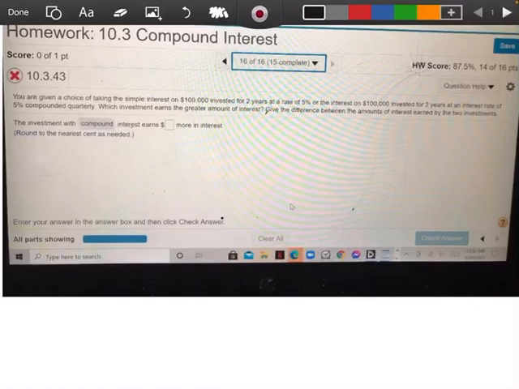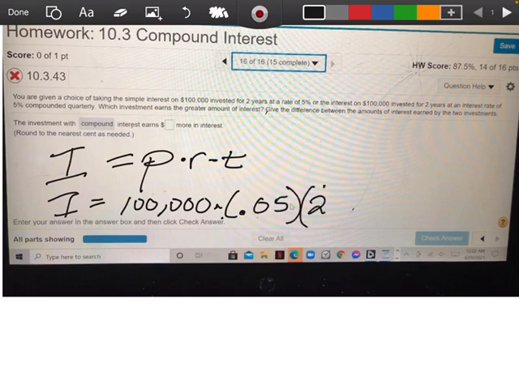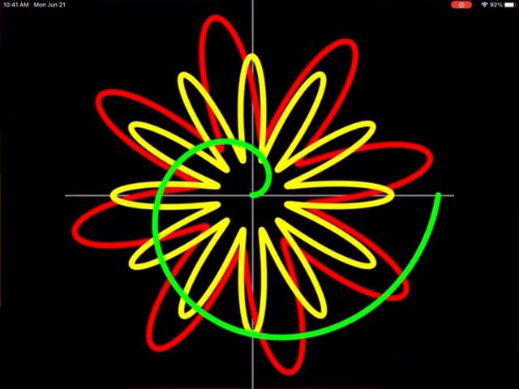Okay, so let's do the first one. Let's do the simple interest. So remember, guys, my simple interest formula is I equals P times R times T. Okay, so let's do this one. So remember, we have $100,000 times, our interest rate is 5%, so as a decimal, that's 0.05, and our time is going to be 2 years. So all I'm going to do here, y'all, I'm just going to take my calculator and go ahead and do this.